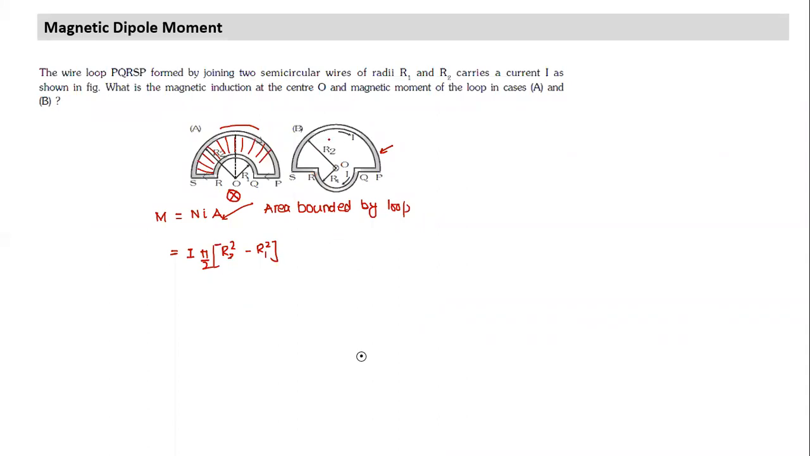And what is the direction? In both cases the direction is the same. So finding magnetic dipole moment is as simple as finding area. Any shape given, it is area. So suppose I ask a question.